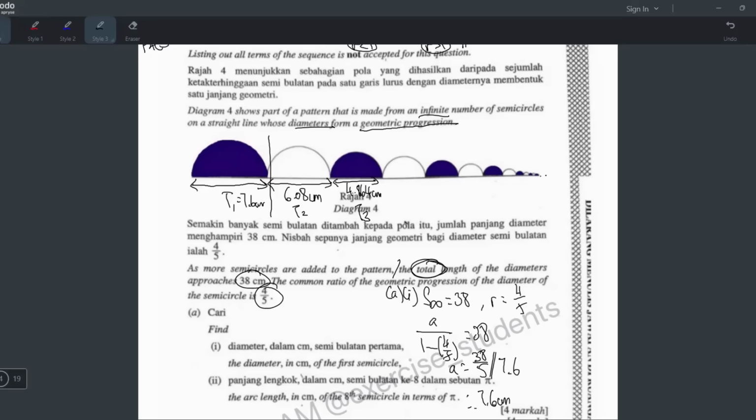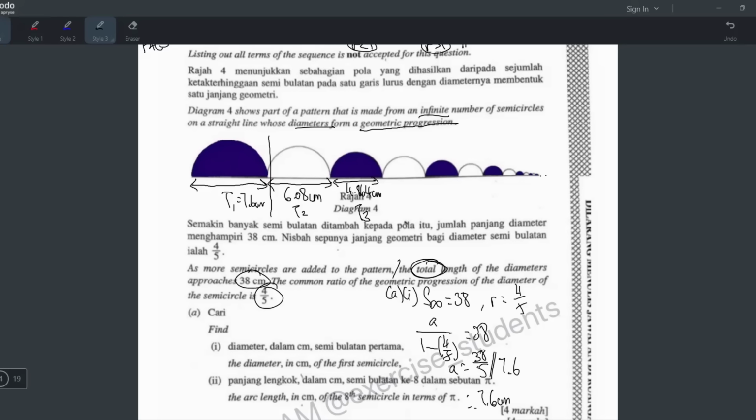Alright, I already have the A and r. The A is 7.6. The r is 4 over 5. I need the A and r to find the T8. And the Tn formula is A r power n minus 1. So 7.6 times 4 over 5 power 7. I press 4 over 5 power 7 first and then multiply by 7.6. Okay, my calculator gave me 1.5938. It gives many decimal places, but we always write 4 significant figures. So 1.594 is enough. And don't forget, this is the diameter for the 8th semicircle.